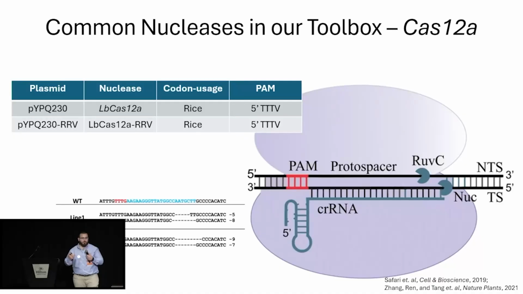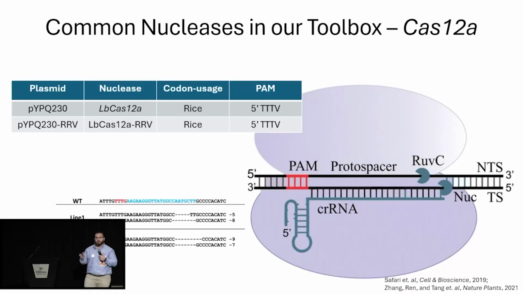Secondly, probably the second most commonly used is Cas12a, and we have two options for this. We have wild type Cas12a, which is pretty efficient. However, we also have an engineered variant of Cas12a harboring three mutations, RRV, which makes it more temperature tolerant and also seems to improve the overall genome editing efficiency.